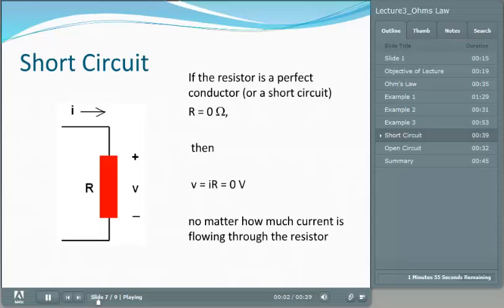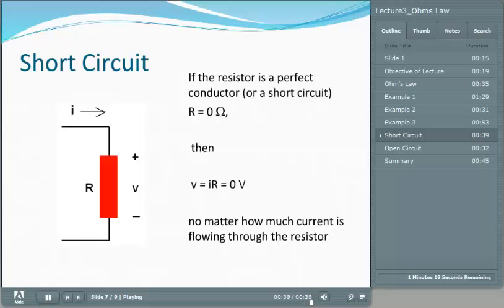If we flow current through a perfect conductor, or a short circuit, which has 0 resistance, then using Ohm's law we know that I times R will have to be equal to 0 volts, or 0 volts is generated across the resistor as we force current through it. Thus, no matter how much current flows through a perfect conductor or a short circuit, there is no voltage drop across the short circuit.